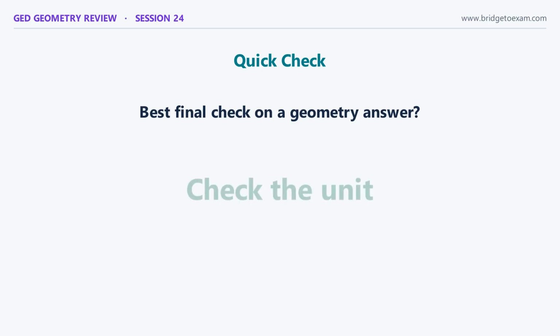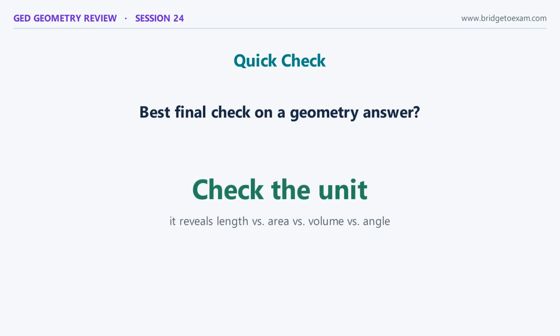One last quick check. Which habit is the best final check on a geometry answer? Check the unit. The unit reveals whether you found length, area, volume, or angle measure.